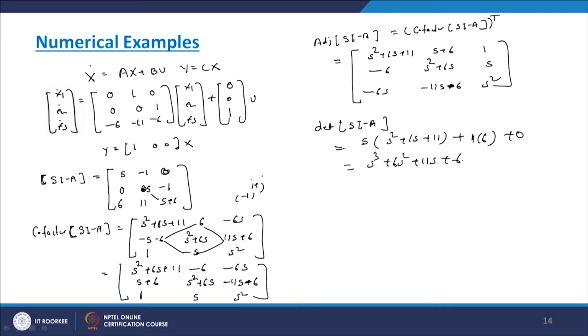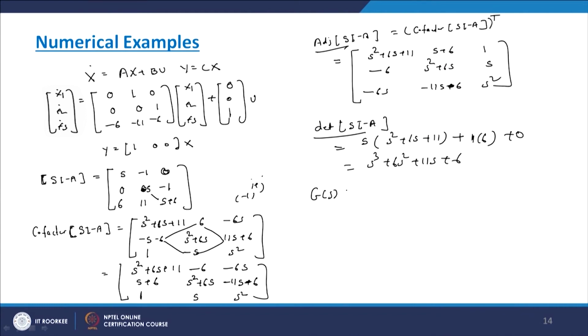Now, we have got the adjoint, we have got the determinant, and our next step is to calculate the model. So, your model is G of s equal to C sI minus A inverse B plus D, this is the model. Now, we replace the values. So, here we write our element C. What is the value of C?